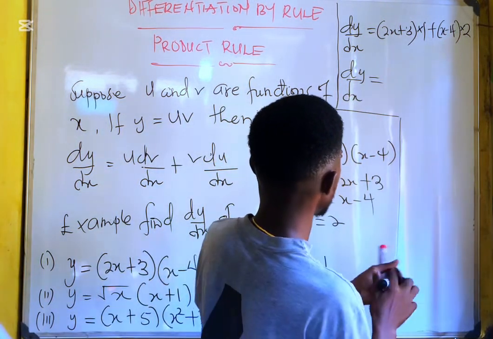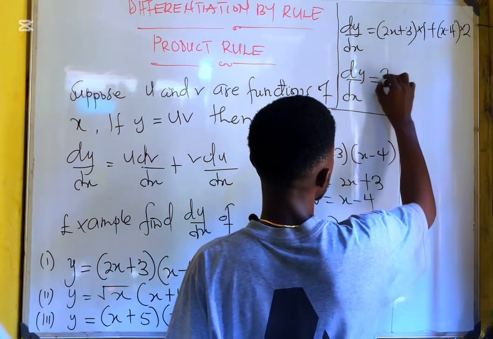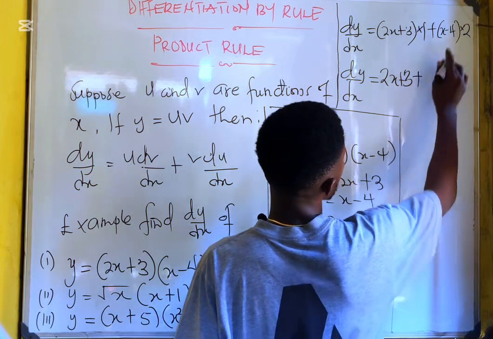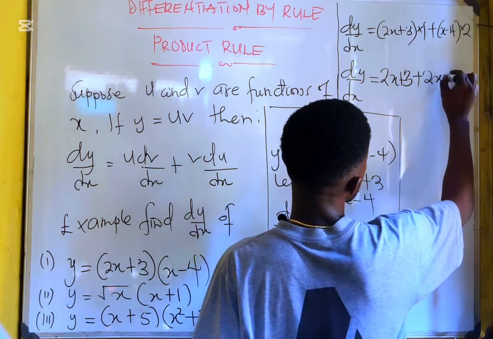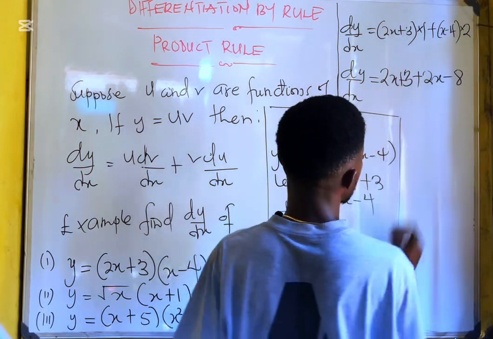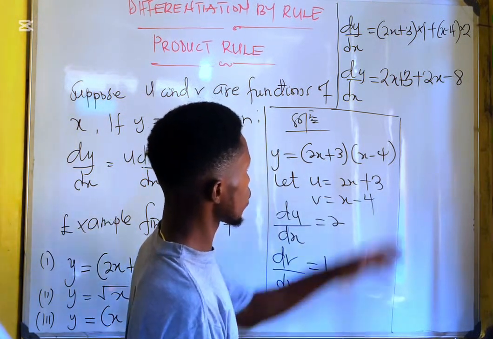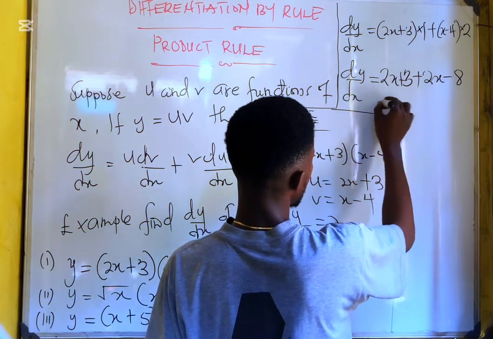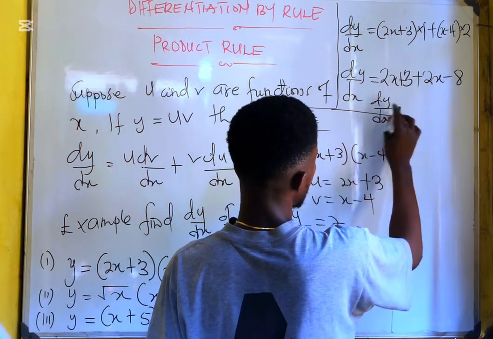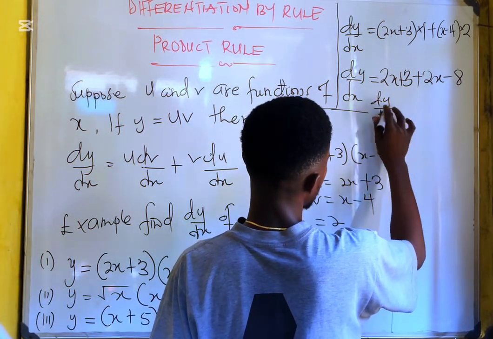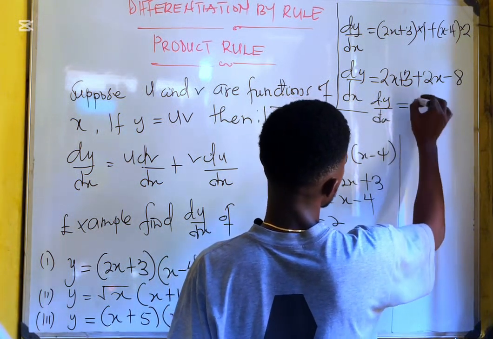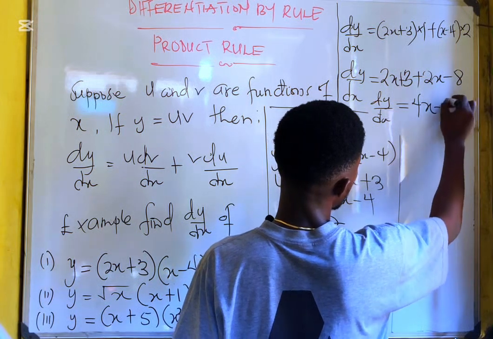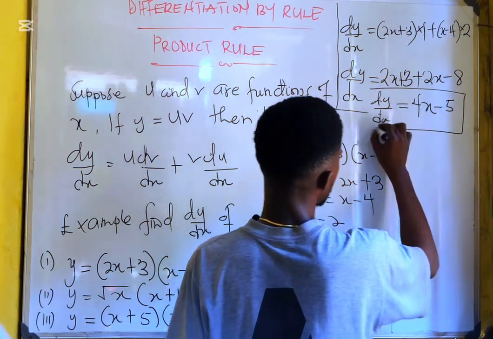So now dy/dx is equal to 1 times this will give you the same thing. So we have 2x plus 3, plus 2 times x is 2x, 2 times 4 is 8. Is that okay? Now 2x and 2x are like terms, so I can add them. So my dy/dx is now equal to 4x. 3 minus 8 will be minus 5. So the answer will be this.